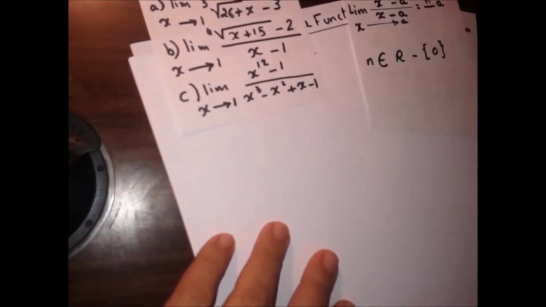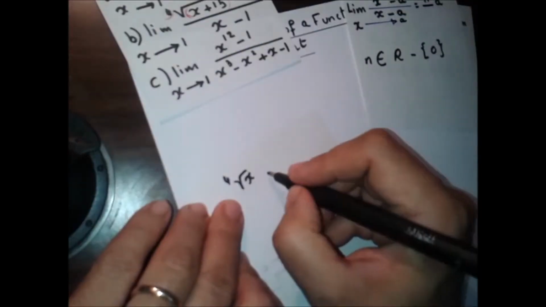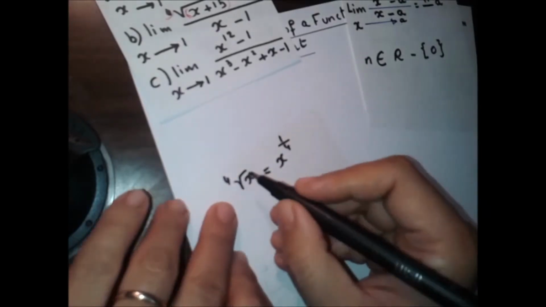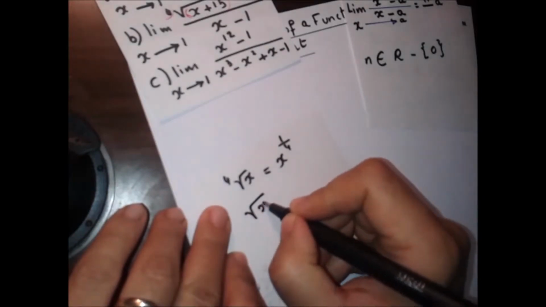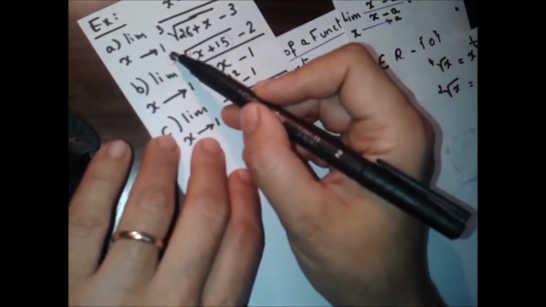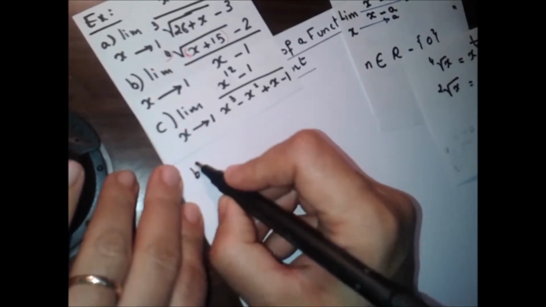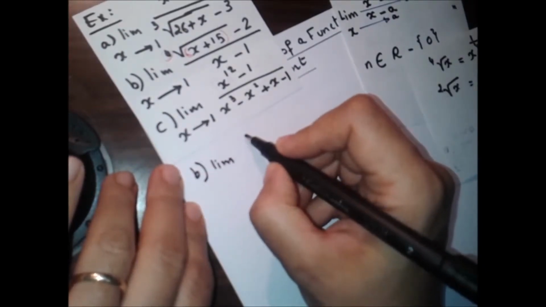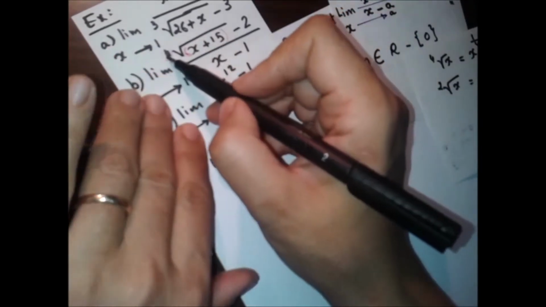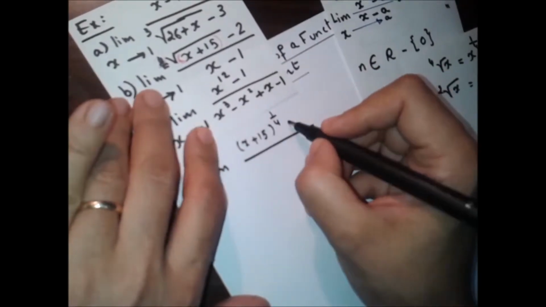For the first term of the numerator, we have the fourth root of x plus 15. The fourth root of x means x to the power 1 over 4, and the square root of x means x to the power 1 over 2. We change this root into a power, so we have the limit of x plus 15 to the power of 1 over 4, putting the index 4 in the denominator of the power, minus 2.